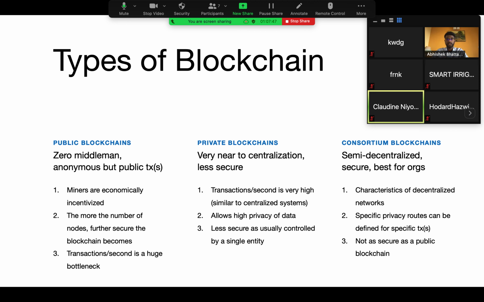Now, going ahead, a few pointers for public blockchains are that miners are incentivized economically in a public blockchain, which is exactly not how it happens in a permissioned blockchain. In the case of a public blockchain, the miners are always economically motivated.